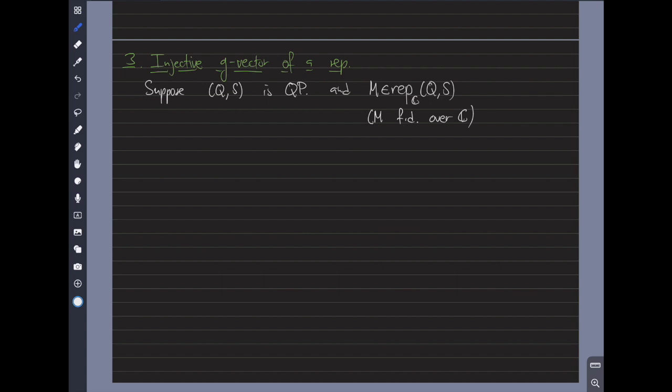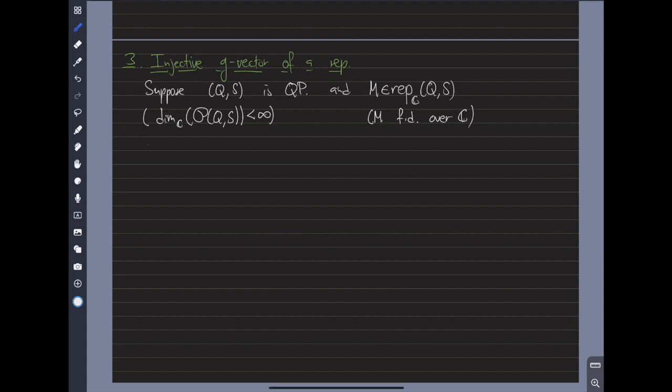Here, I also need to assume that the Jacobian algebra is finite dimensional. One can lift that assumption, but it's not entirely trivial to lift it. So I'm assuming that the Jacobian algebra is also finite dimensional. It's an assumption that can be lifted.